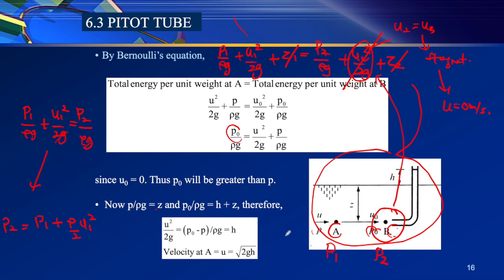Now, to get the value of PA or P1, my PA is my P1. To get P1, it is PATM plus rho g, rho g what? Rho g Z.